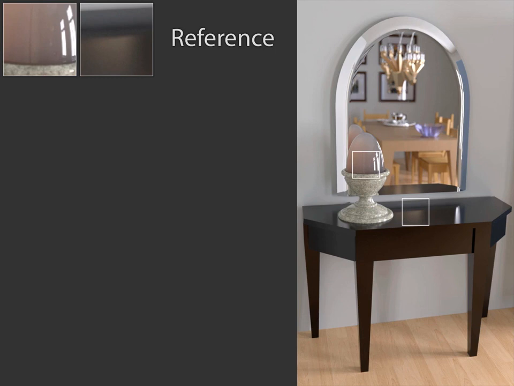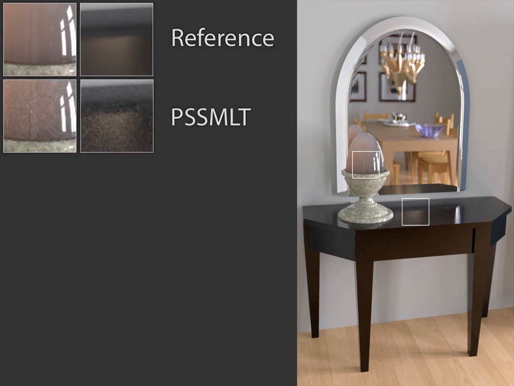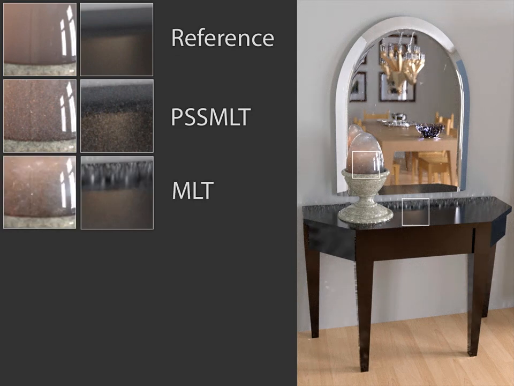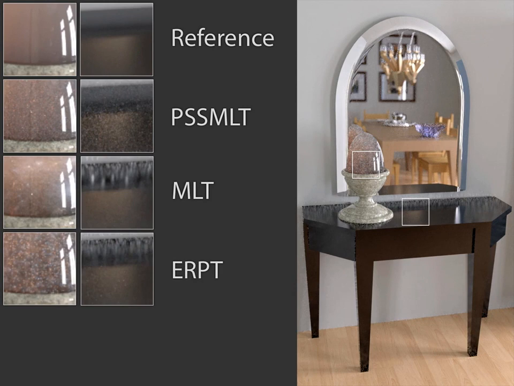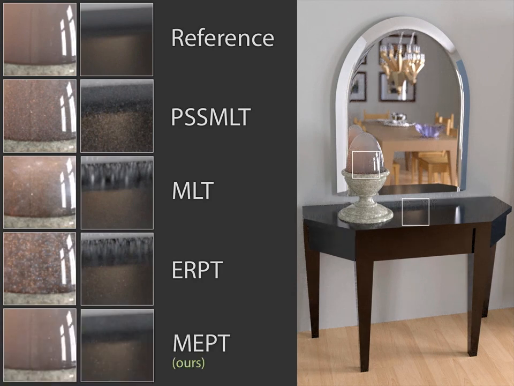And finally, here's another view of the same scene now lit from outside through windows. It also contains a glass egg with an anisotropic volume inside. PSS MLT is doing okay, but the result is still quite noisy. The other techniques have real problems with the media and glossy surfaces. Our method produces an almost converged image after 1 hour. And here again is the converged reference image.